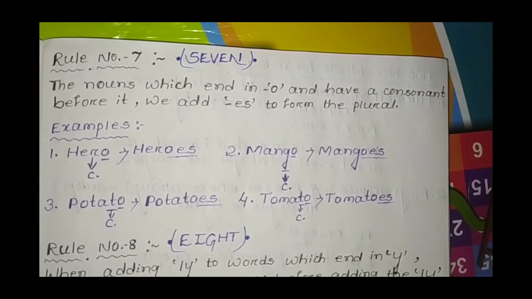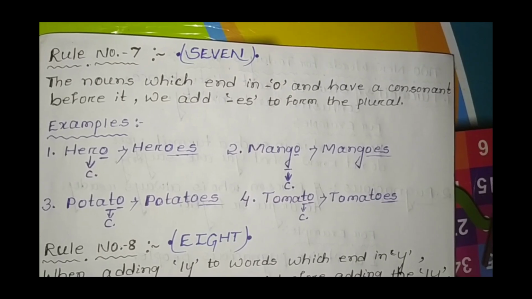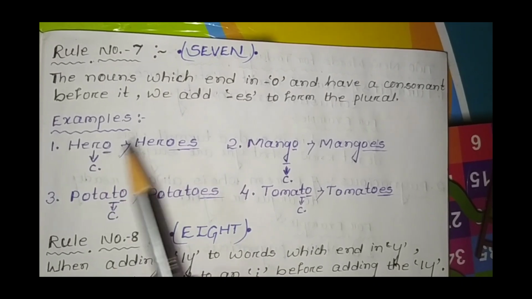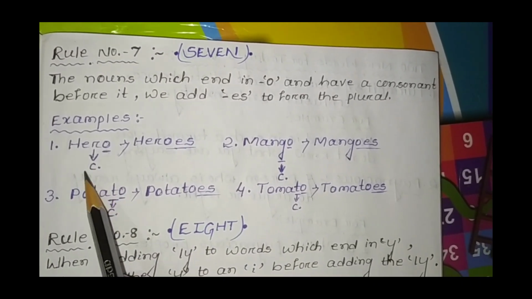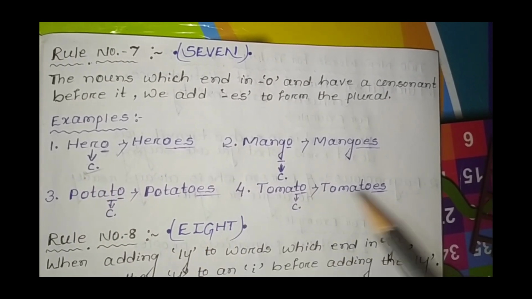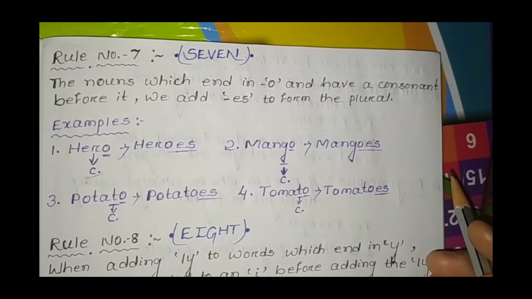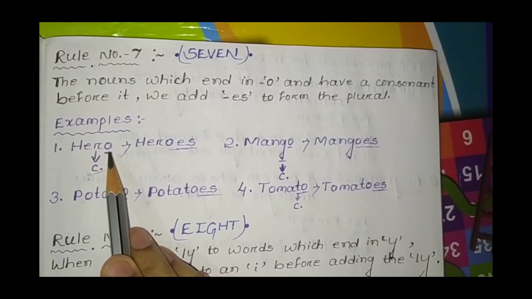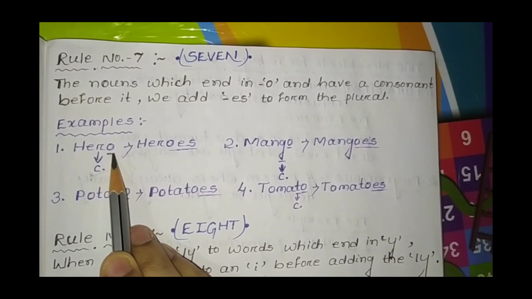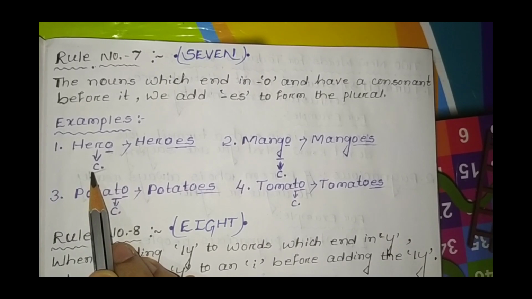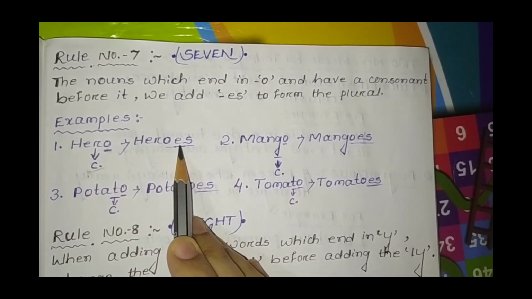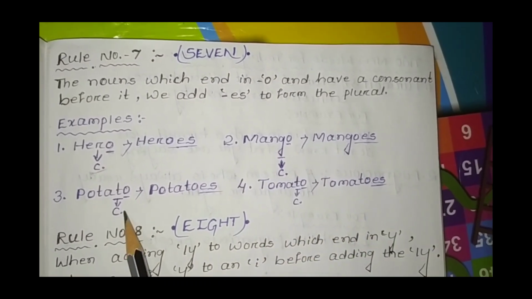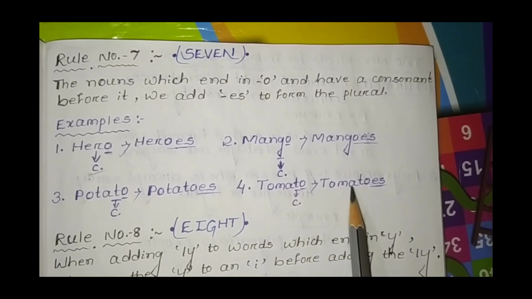Coming to rule number 7. The nouns which end in o and have a consonant before it, we add es to form the plural. You can see here the example, hero. So, here the noun ends in o, but it contains a consonant before it. That is why we add es to make it plural. Number 2, mango, mangoes. Potato, potatoes. Tomato, tomatoes.